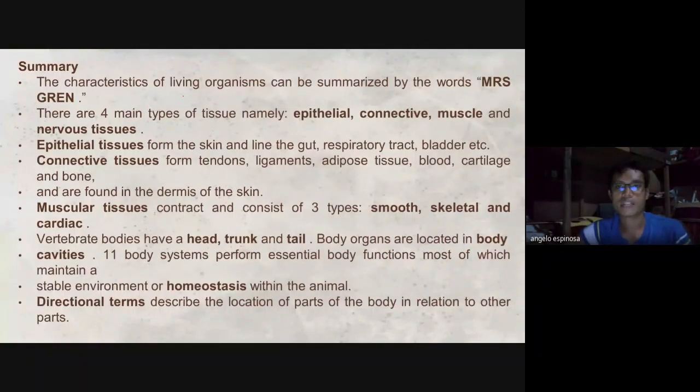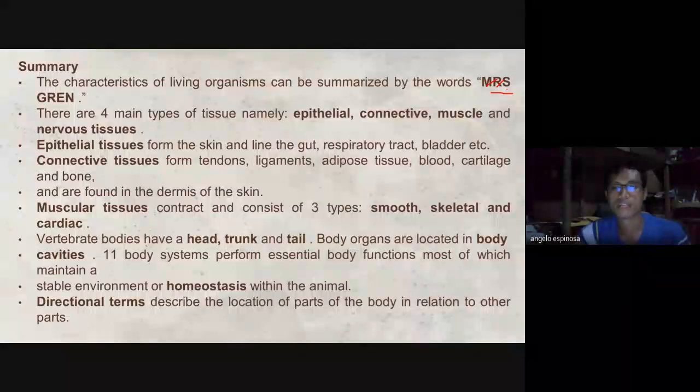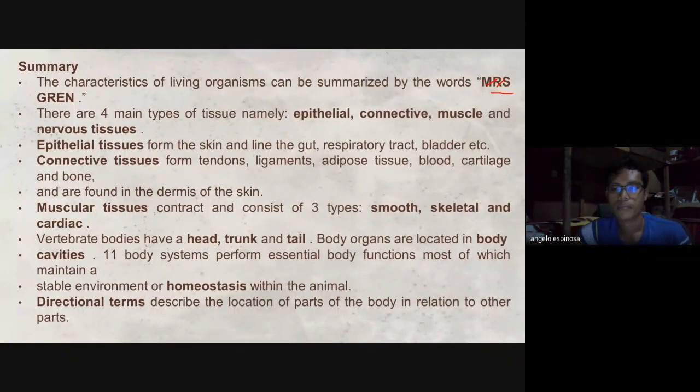Characteristics of living organisms can be summarized by the words Mrs. Green. Yan. M for movement, R for respiration, S for... Ano nga ba yung S? Nalimutan ko na. S for secretion. Diba?